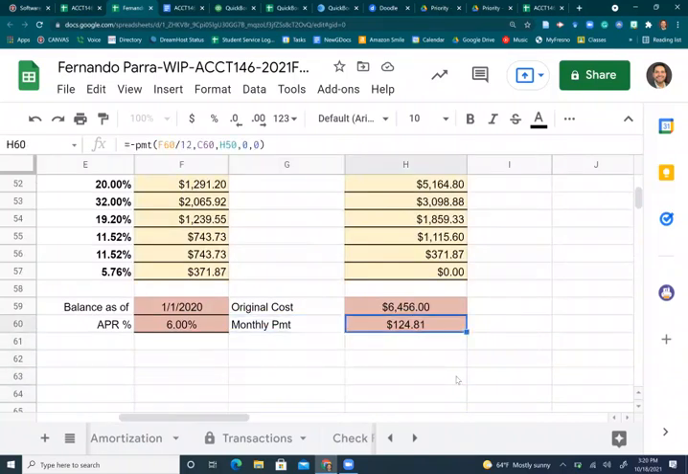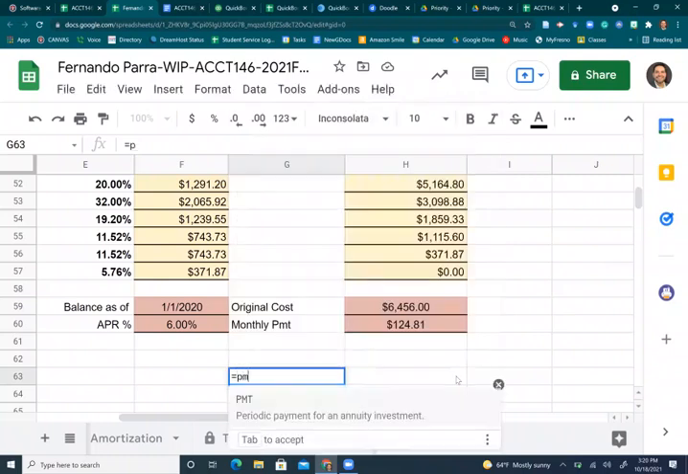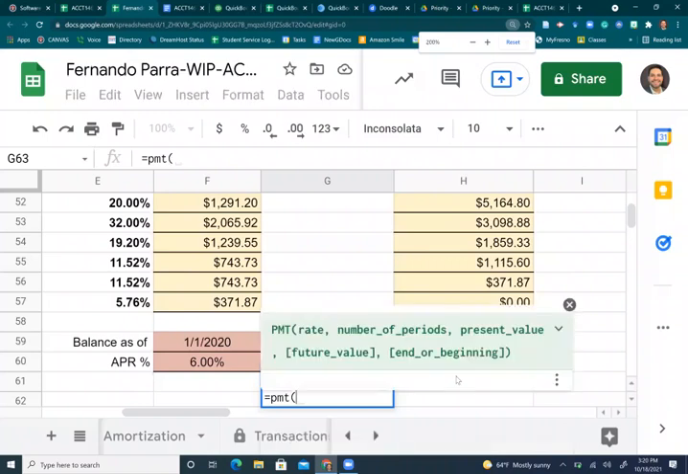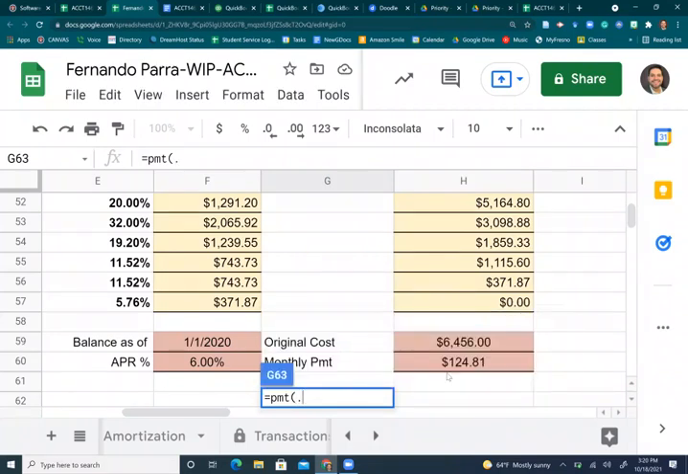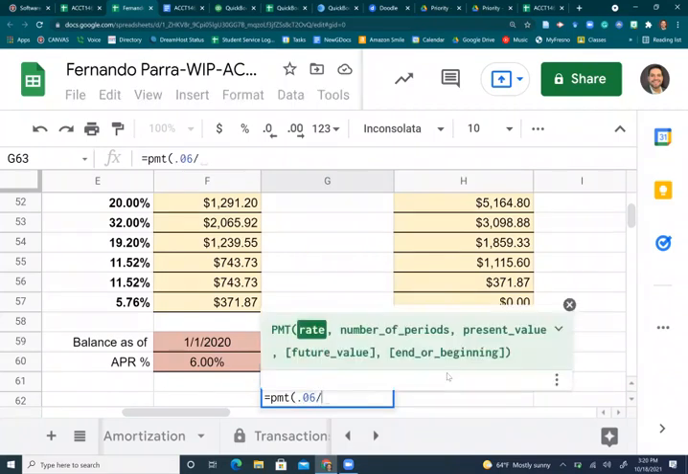So how did I come up with this monthly payment right here? There's a formula that we can use called PMT, payment, for those of you that are in finance. It's a formula I can use for any type of loan, whether you're getting a car loan, a mortgage loan, etc. You can always ask, what is my interest rate? In this case, our interest rate is what? 0.06 divided by, what's the rate for the period?